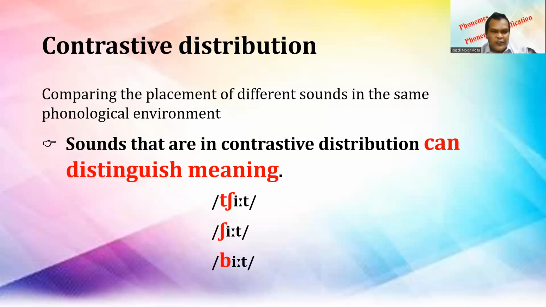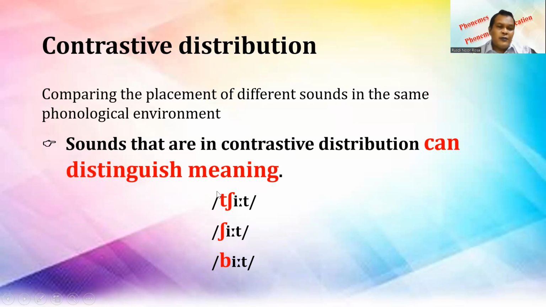Well, now let's examine these three words. The first one is cheat, the second one is sheet, the next one is beat. Okay, now what do you think? Here you see that whenever we use ch, such as in the word chin, and the sound ch is replaced by sh.